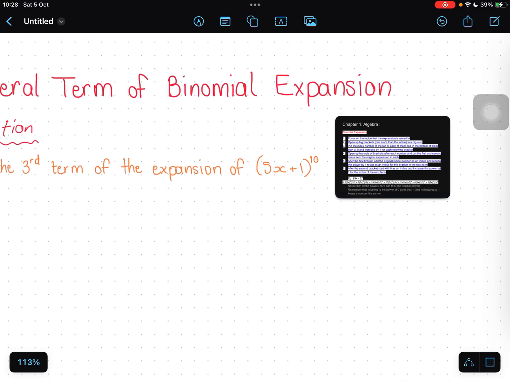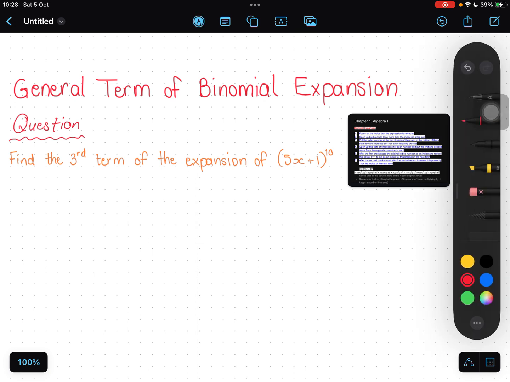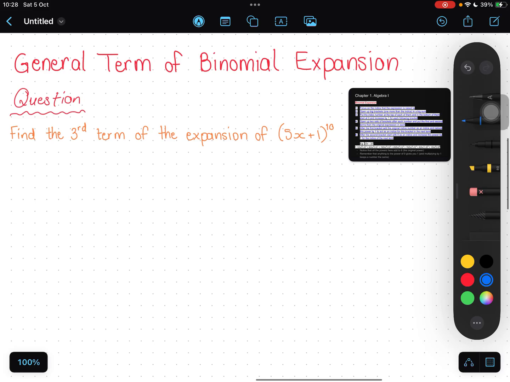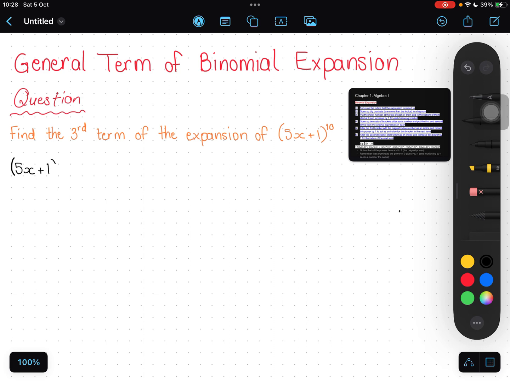So this is my question that I started with. If I wanted to go through this in terms of just a general binomial expansion, I could use those steps that we had written out. Just as a reminder, if you don't remember how to do your binomial expansions, then go back and look at that. I'm not going to spend loads of time doing this, but just to quickly go through how we're doing this. So it's 5x plus 1 to the power of 10.